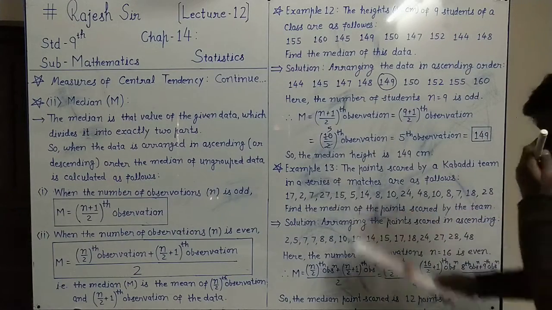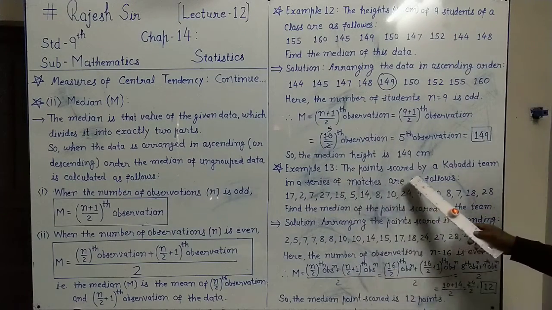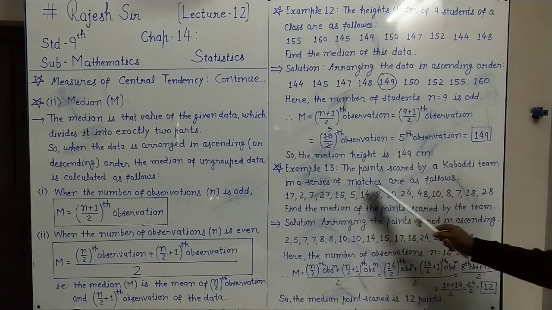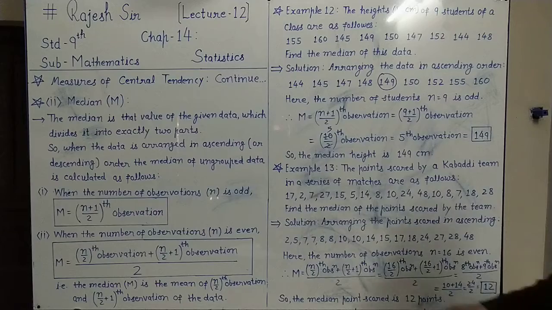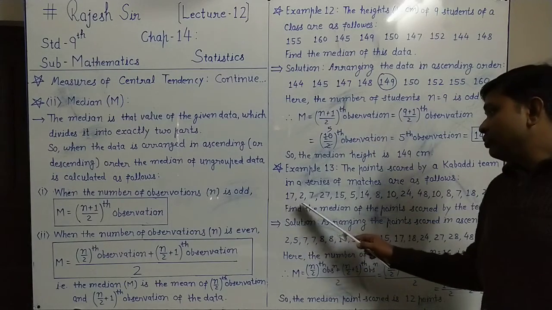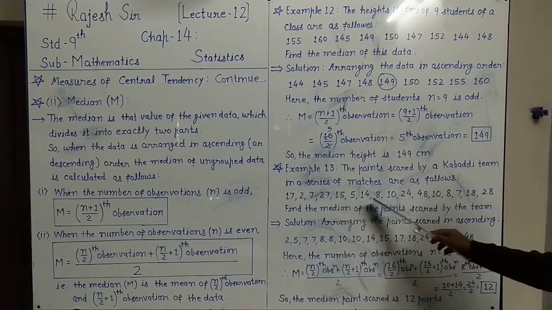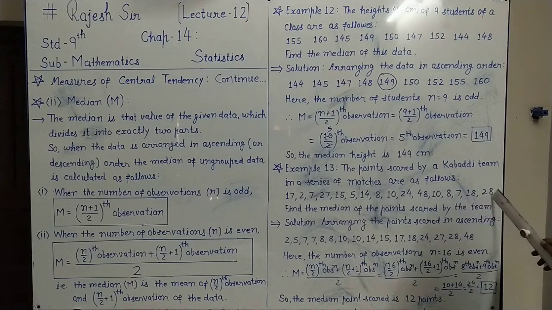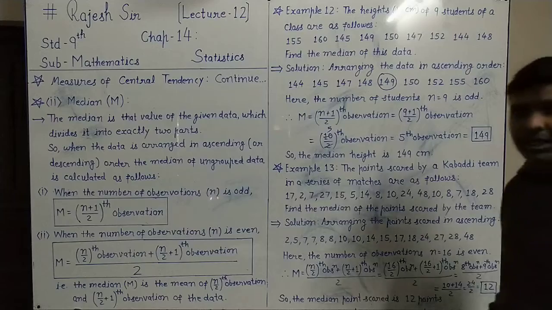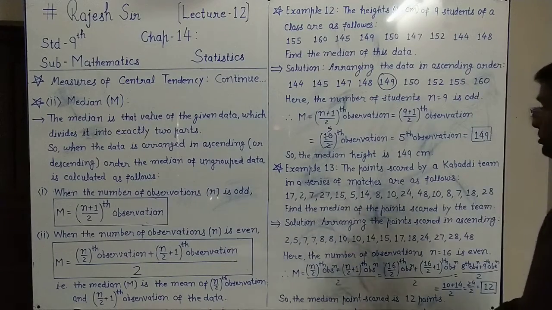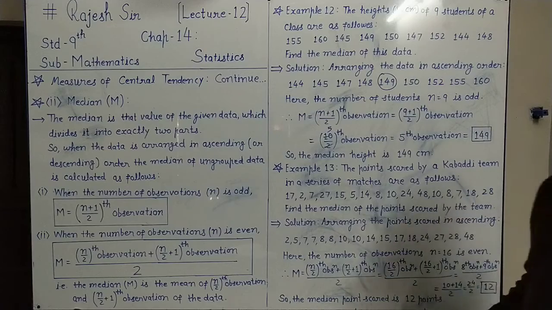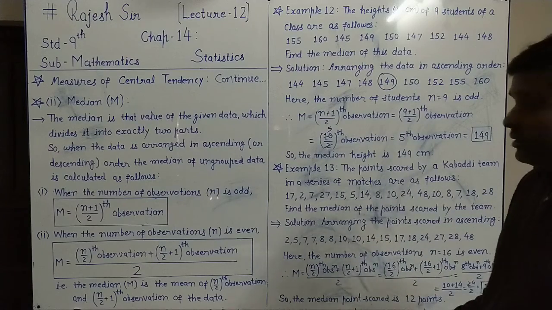Now next, example 13. The points scored by a kabaddi team in a series of matches are as follows: 17 points, 2, 7, 77, 15, 5, 14, 8, 10, 24, 48, 10, 8, 7, 18 and 28. These are the points scored by the kabaddi team in matches. Find the median of the points scored by the team. We want to find out the median here again.